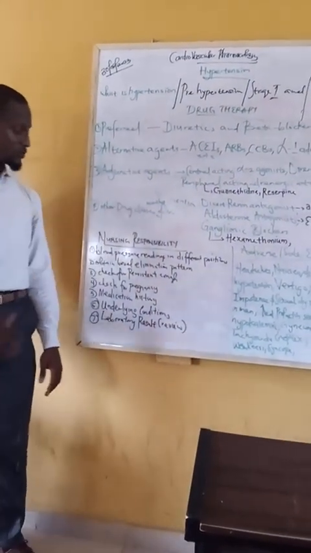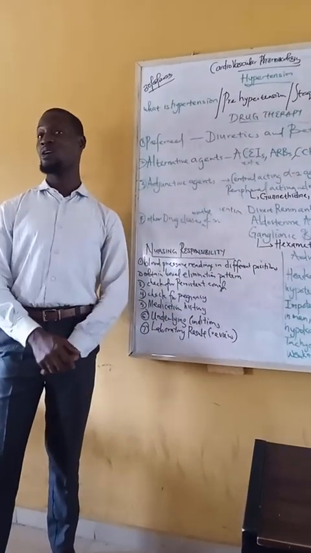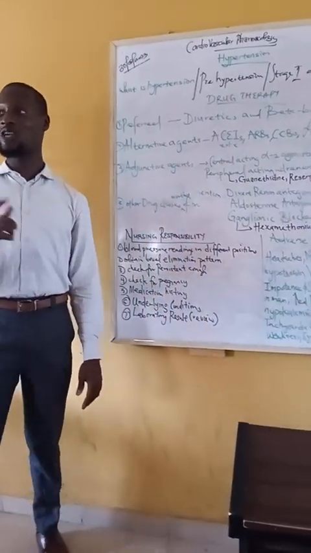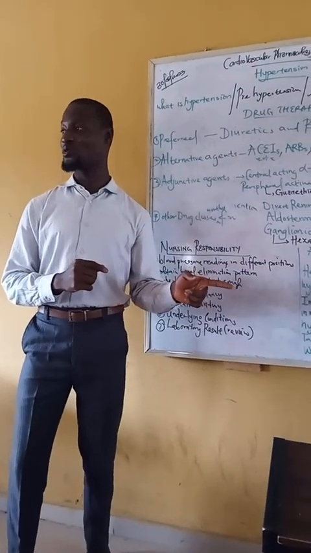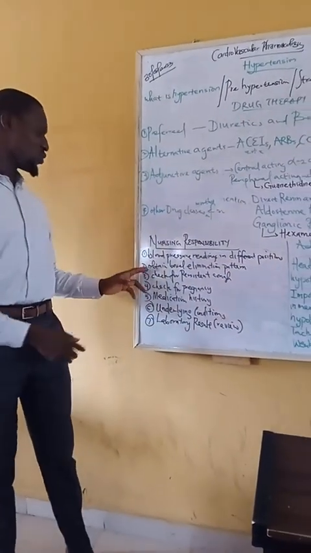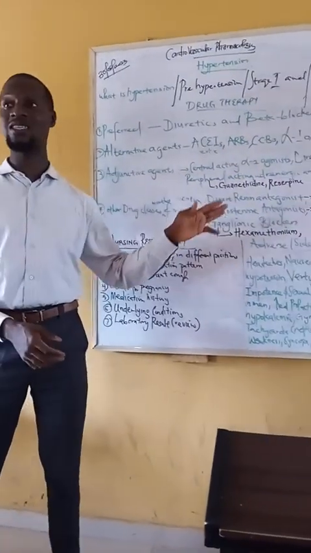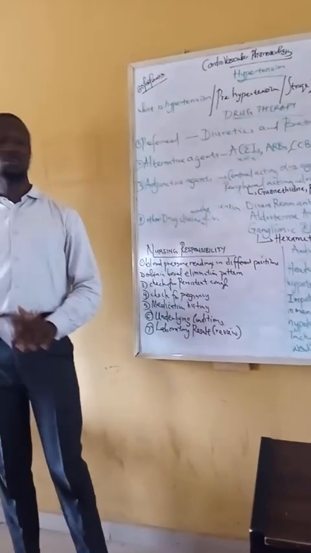Now, nurse responsibility will include what? You need to check the blood pressure of the patient before you start therapy and during therapy. You check before therapy because you want to be sure this person is hypertensive. You check during therapy to ensure that this person has not gone from hypertension to hypotension. Then we need to check the pattern of bowel elimination because some of the drug classes like the CCBs, calcium channel blockers, can cause constipation.